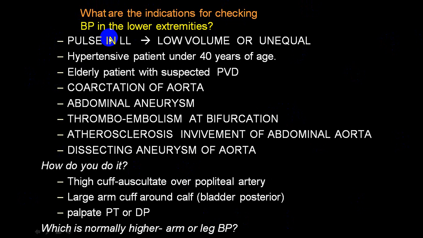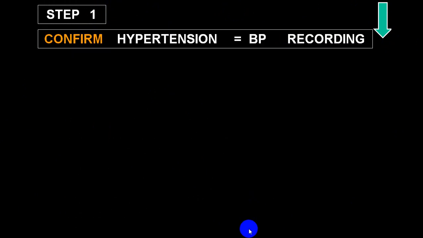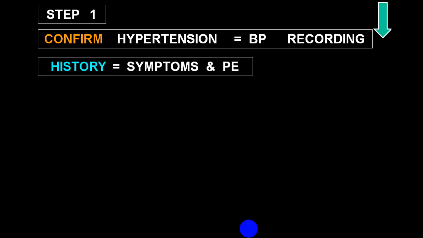What is the importance of blood pressure monitoring in the lower limb, and what is the difference between upper limb and lower limb, what is the difference between the two sides, right upper limb and left upper limb. So all those conditions. Now step 1, confirm that the person is hypertensive. Confirmation is only by blood pressure recording. We have already mentioned how accurately you measure the blood pressure.